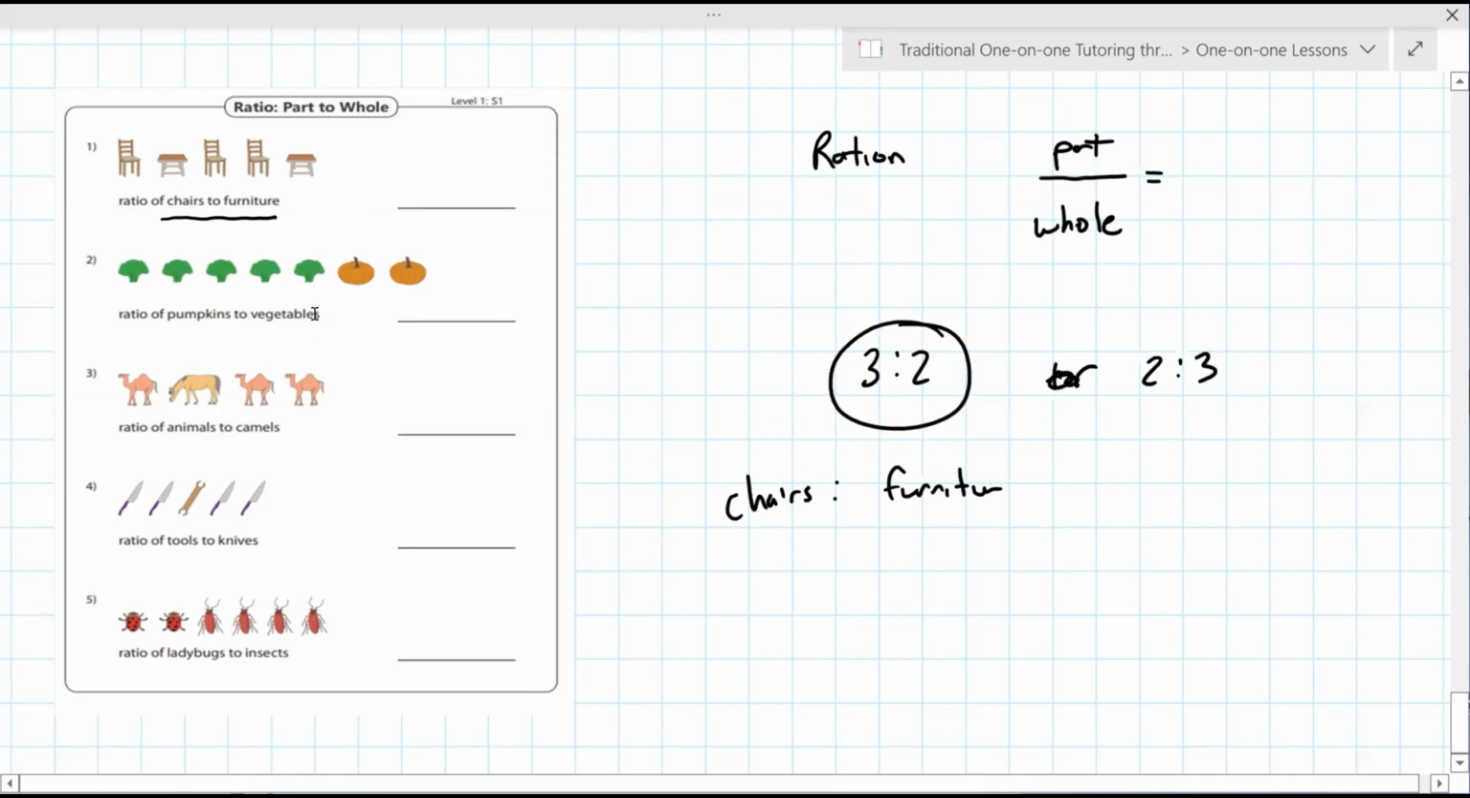So you do need to know both, but you can just count the number of each and they go in that position. Like, look at number 2 here. What is the ratio of pumpkins to vegetables?